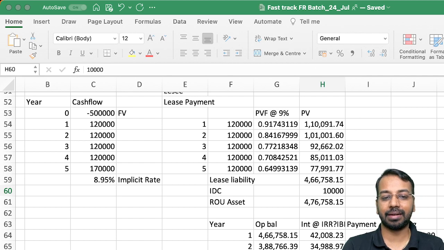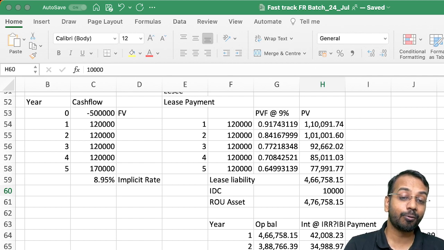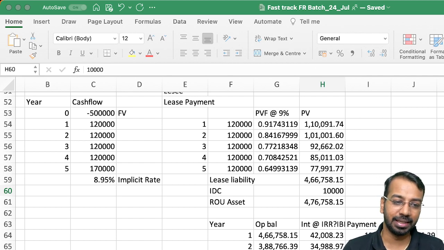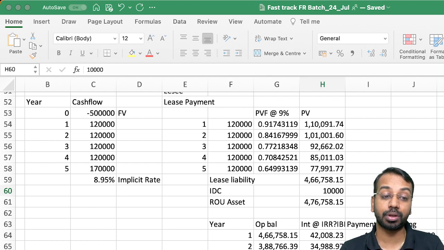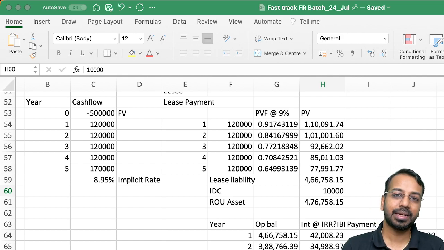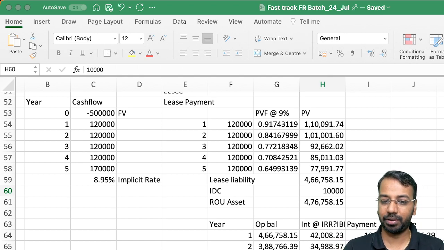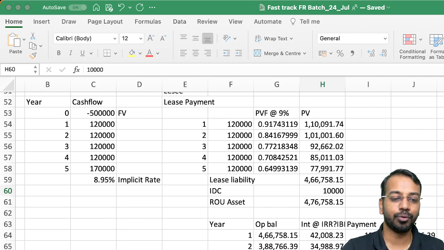If both the rates are given, then you will use the discount rate which is implicit in the lease. Then any lease payment that is made before the commencement will add. If there is any lease incentive received, that will reduce. Initial direct cost will add, and the present value of estimated dismantling cost will also add to the ROU asset, the same logic as in AS 16, or whatever you have learned in AS 10.